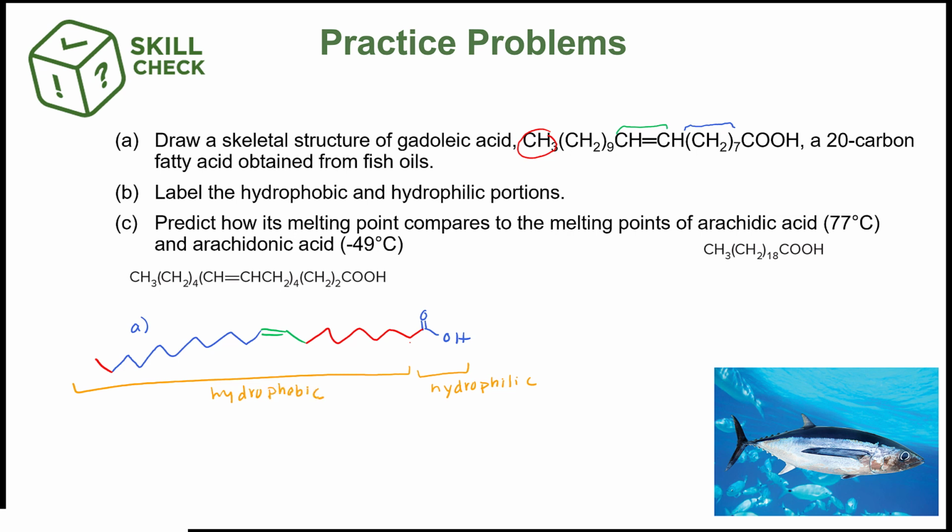How its melting point compares to the arachidic acid, which is 77. This one is a saturated fatty acid. And then this one, arachidonic acid, has a double bond, but if we look carefully, there's 4 of them. So that one has 4 double bonds, it's negative 49. So this one should be in between. And it's probably going to be closer to arachidic acid because there's only 1 double bond there.